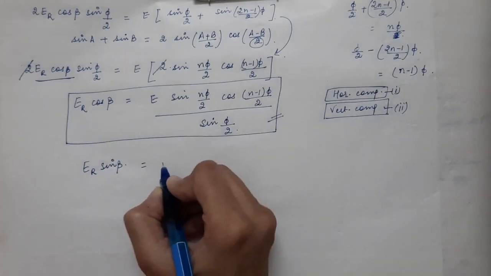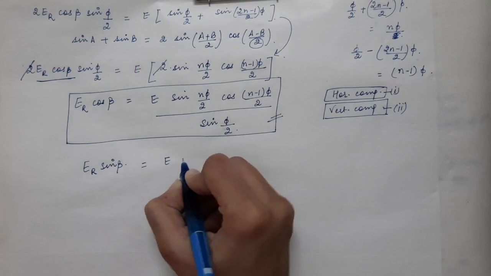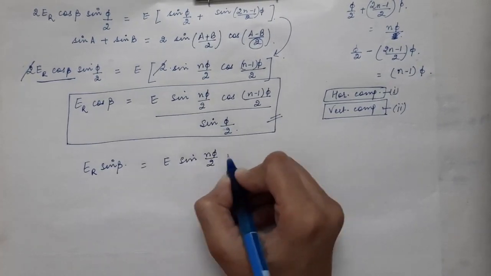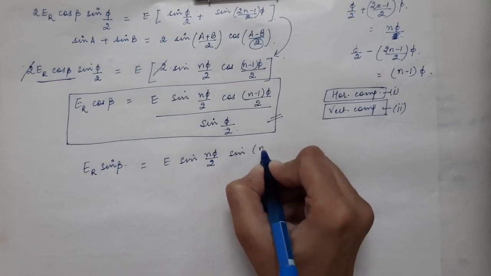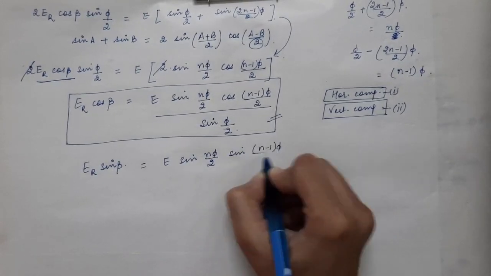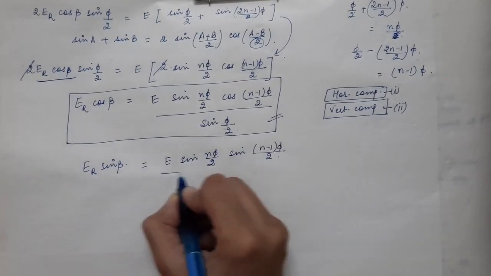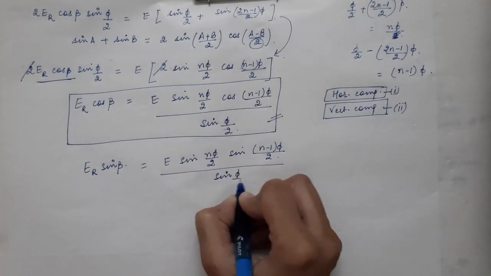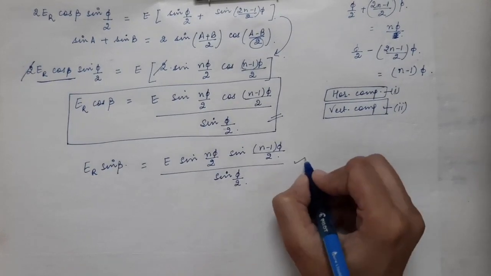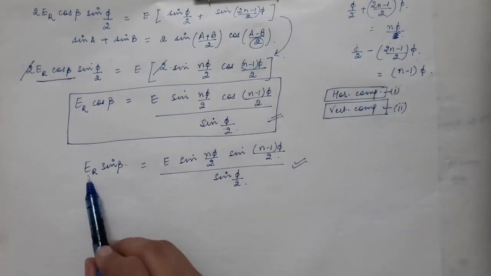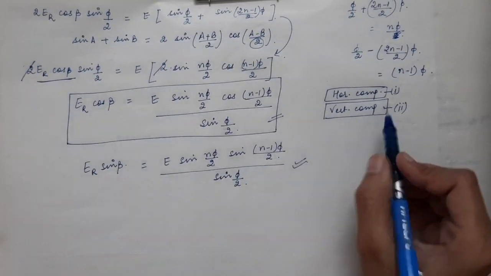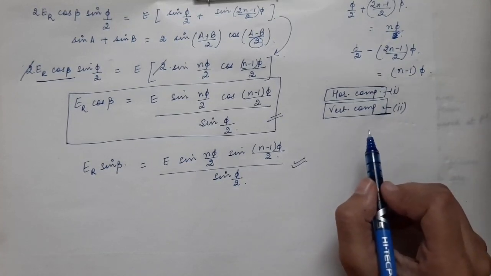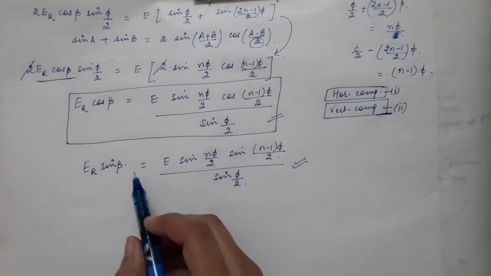So that will come out to be equal to E times sin(n phi divided by 2) into sine of ((n minus 1) into phi divided by 2), whole divided by sine of phi divided by 2. So this is the formula of E_R sin beta that you will get after simplifying this second equation that we had written on the previous page.